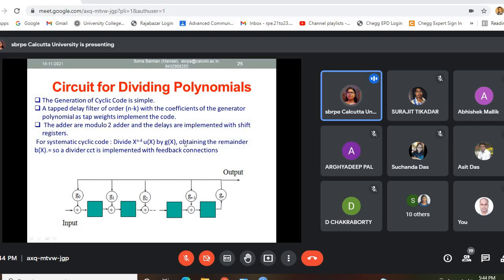For a systematic cyclic code, you divide x to the power n minus k times u(x) by g(x) and obtain the remainder b(x). The divider circuit is implemented with a feedback connection. See here, this is going, and after that it is multiplied with g(x) and fed back every time to the shift register. These green boxes are nothing but the shift register.